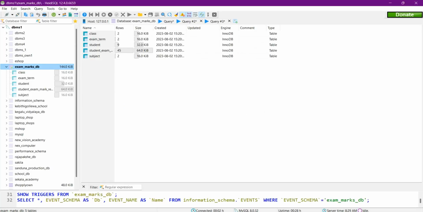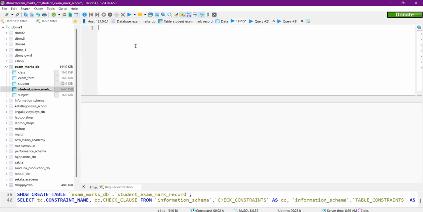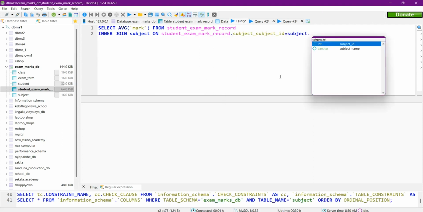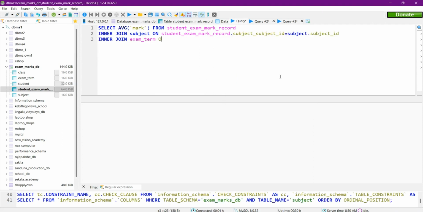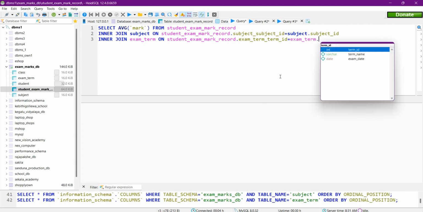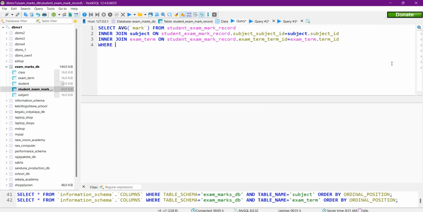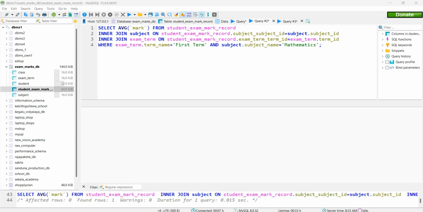So I'm going to open the HJ School Database software. Here I'm going to write the query for the first question, and then I'll explain the query. So this is the query for the first question.